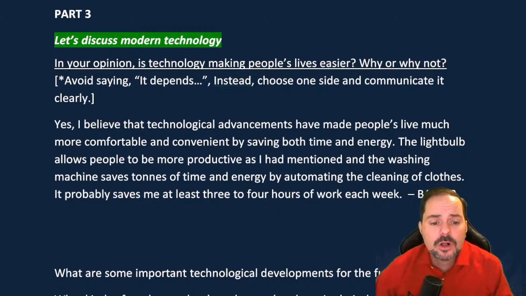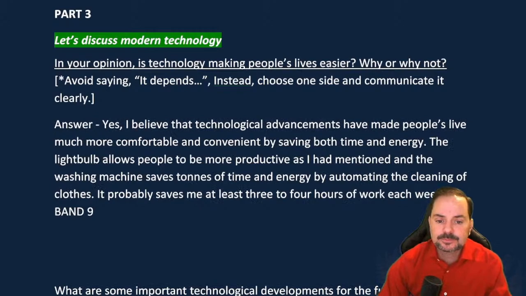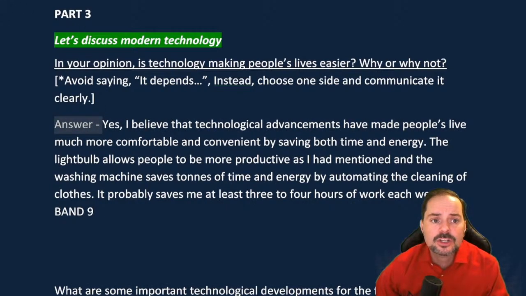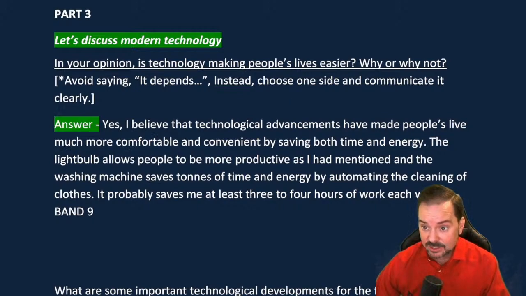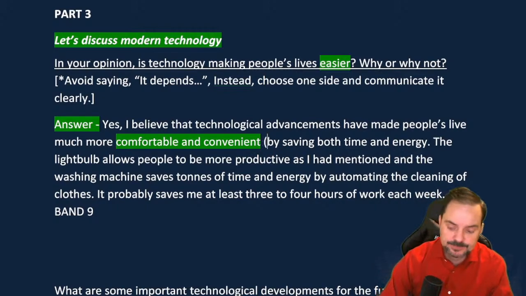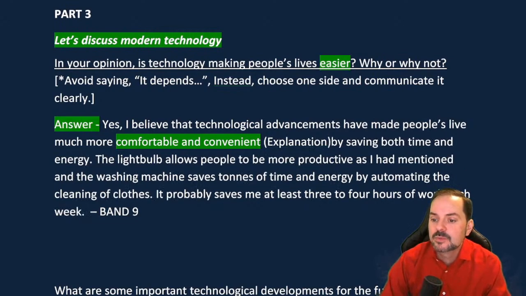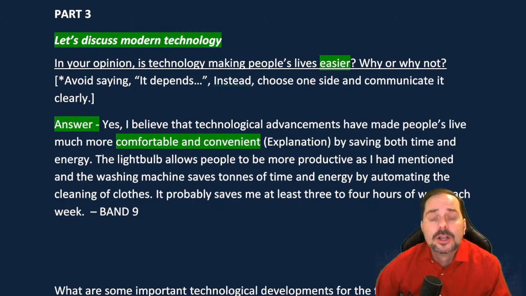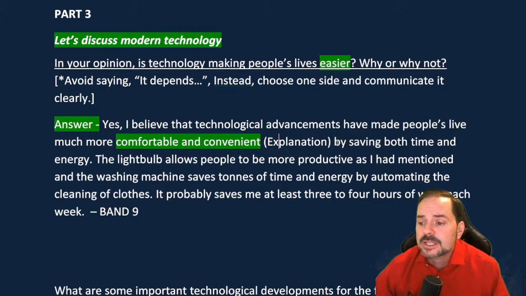First of all, I answer the question. Again, here's my answer. Yes, I believe that technological advancements have made people's lives much more comfortable and convenient. Here we have the word easier, and I'm using the words comfortable and convenient to paraphrase the word easier. By saving both time and energy. So this is my explanation here. This is where an alien would be like, oh, okay, I understand the concept of energy and time. So yes, I get you. I understand what you're talking about. So here's the explanation: by saving both time and energy. And then I make a connection.